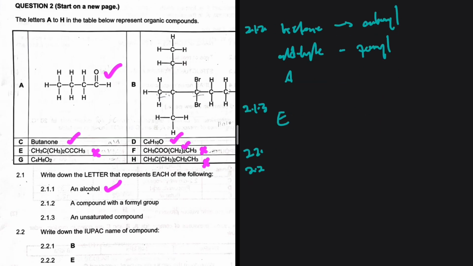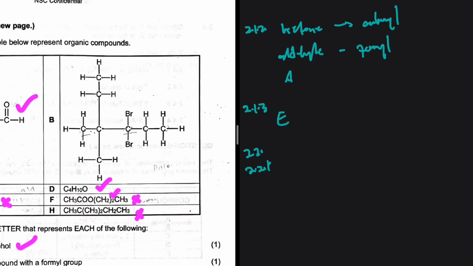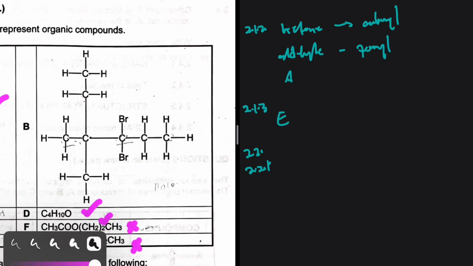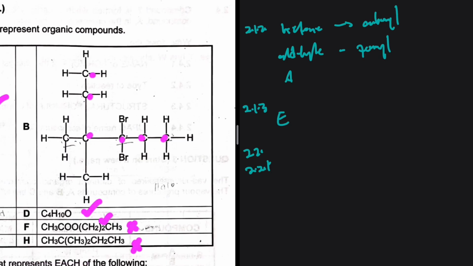So 2.2.1, we're looking for the IUPAC name of compound B. Right, so first things first, we need the longest carbon chain. So let's see. 1, 2, 3, 4, 5, 6. If we go down, we're going to have 1, 2, 3, 4, 5. So clearly, going up, that's where we have our longest chain. Let me just circle this so that we can have a bit of clarity. This is our longest carbon chain.